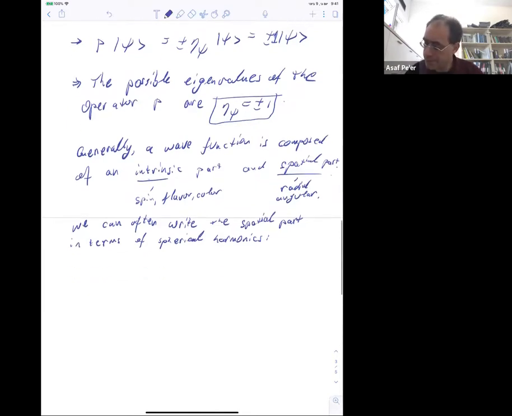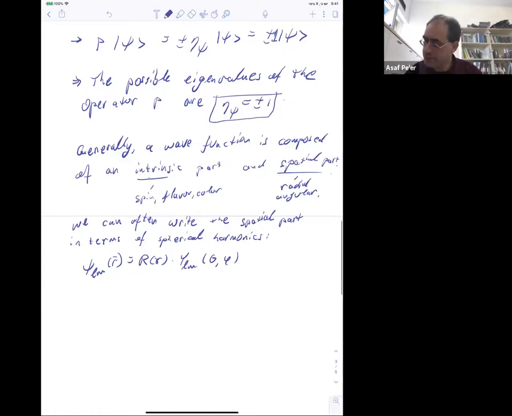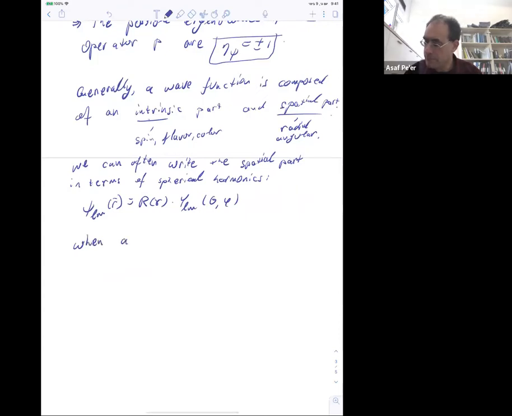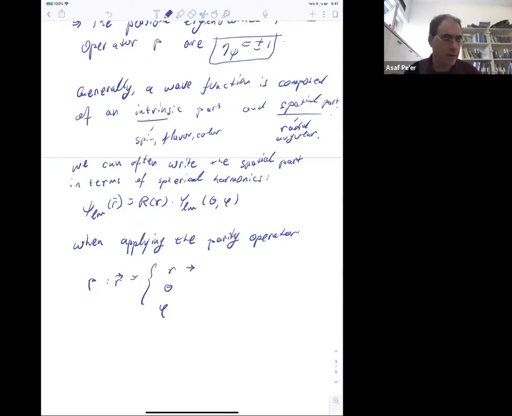Right, psi_lm is just some radial function part times Y_lm of theta and phi. Now, when we apply the parity operator P, what does it do to r? What happens to r, just the radial part?